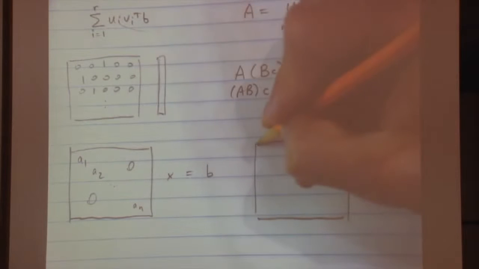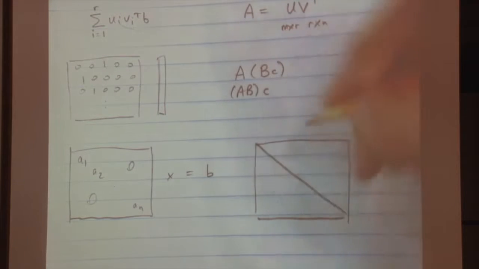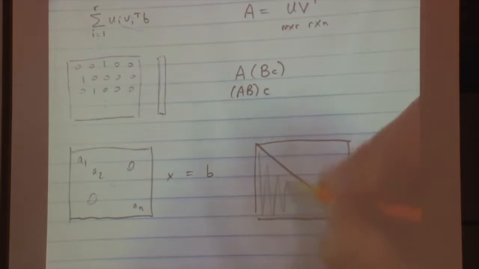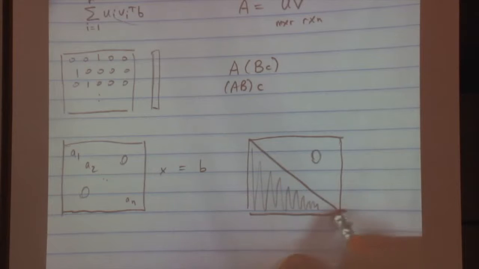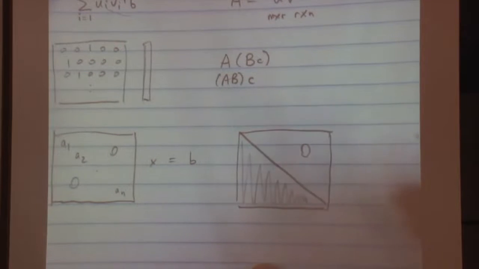They have only non-zero elements on the diagonal and below. So these are all non-zero, and these are all 0. How do we solve a lower triangular system in an efficient manner? We do something that's called forward substitution.